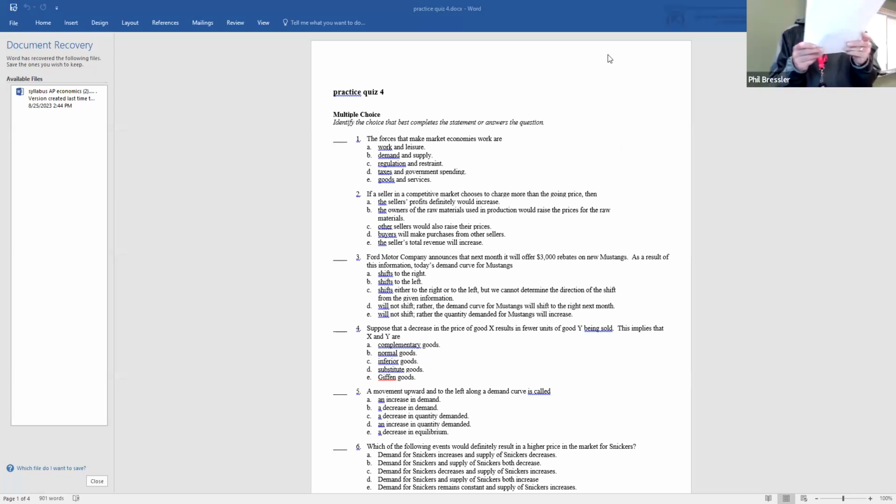Which of the following events would definitely result in a higher price in the market? Demand for Snickers increases. All right, I'm going to just scroll down if I can. Well, I might not be scrolling anywhere here. Hold it.